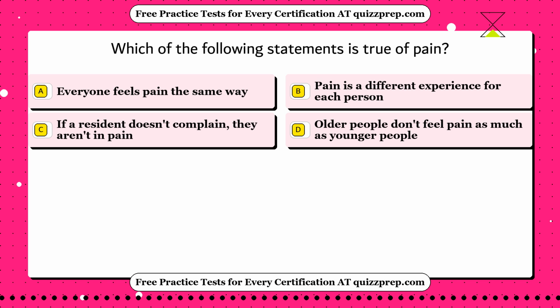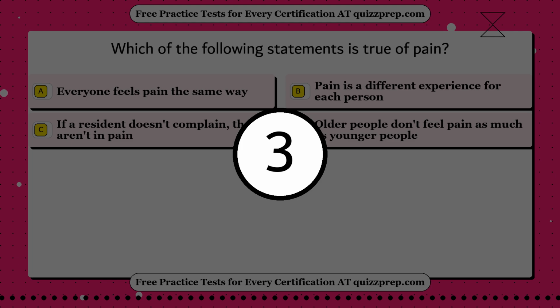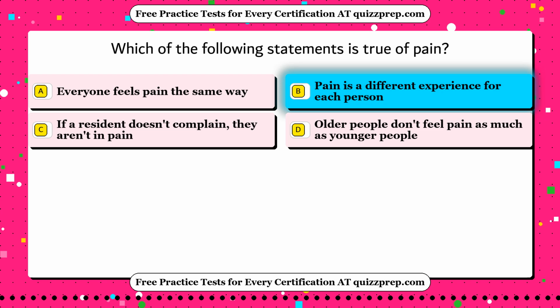Option B, pain is a different experience for each person. Option C, if a resident doesn't complain, they aren't in pain. Option D, older people don't feel pain as much as younger people. The correct answer is option B. Pain is a different experience for each person.